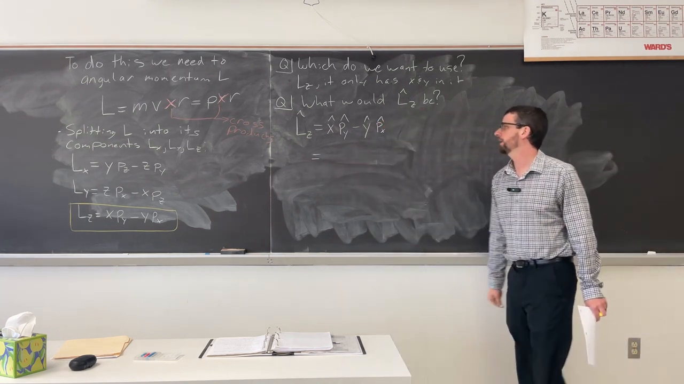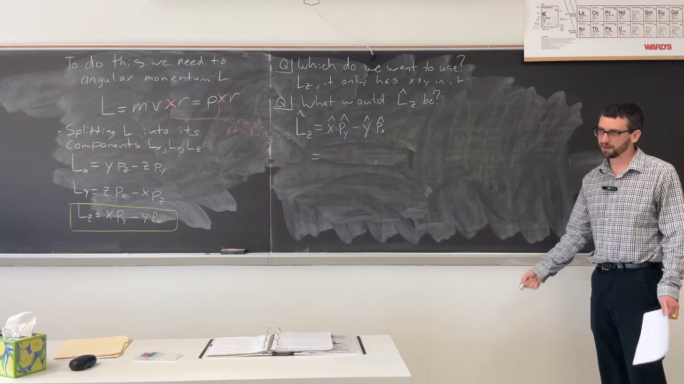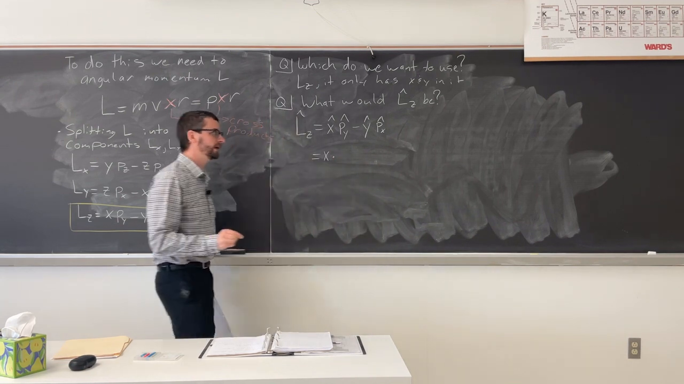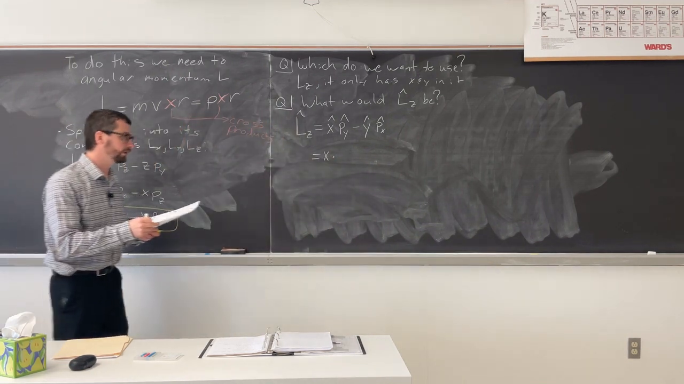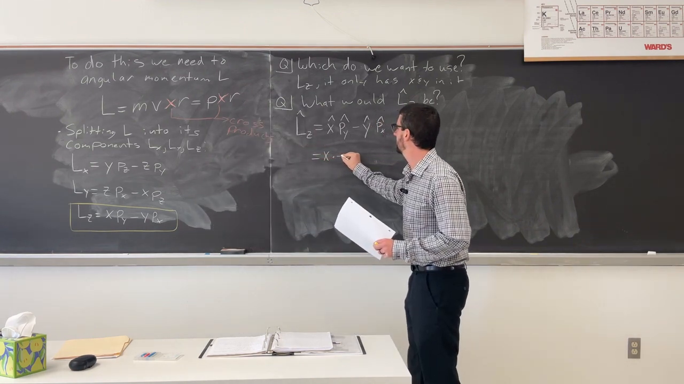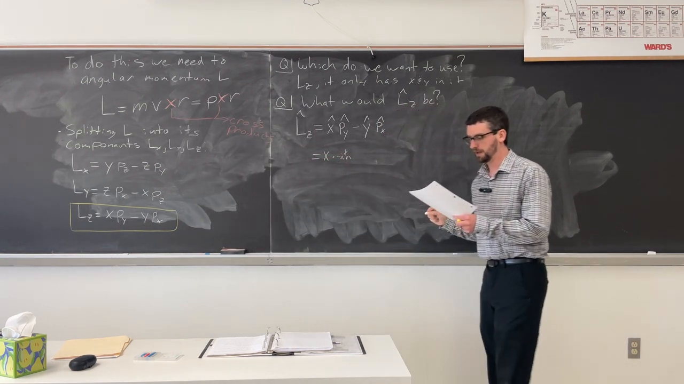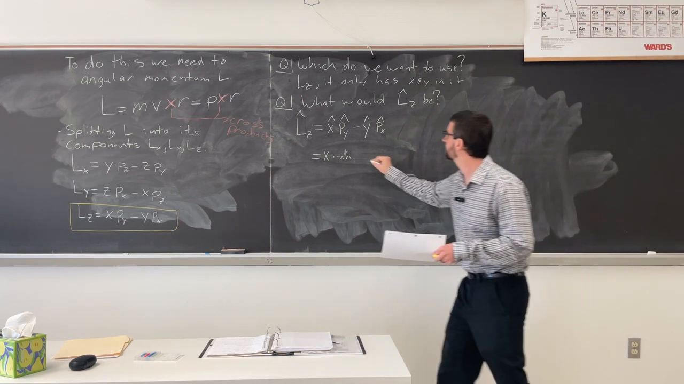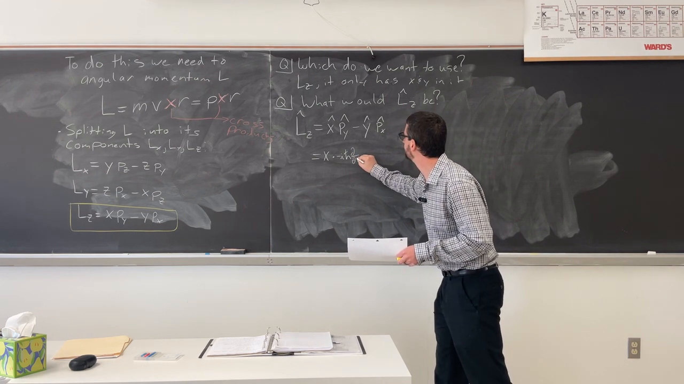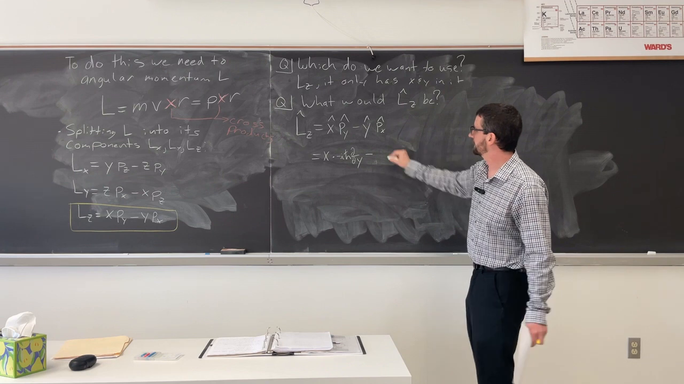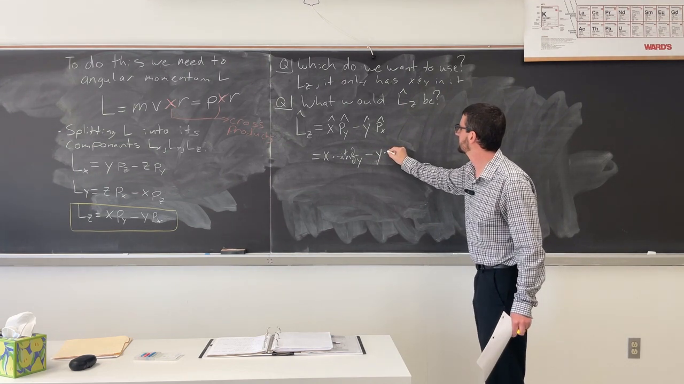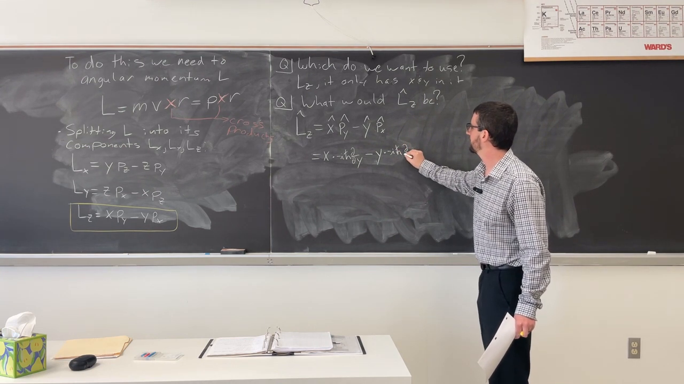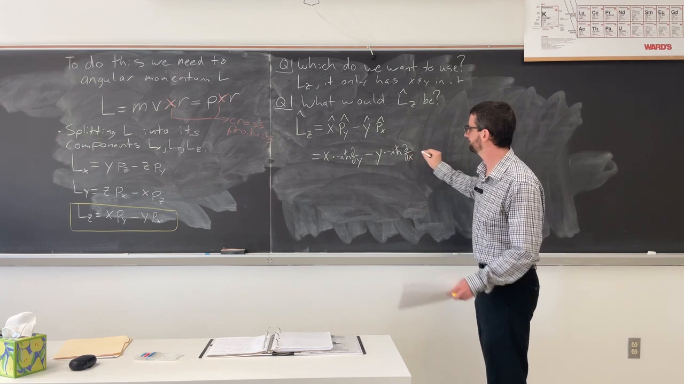The position operator in terms of X, what's that one? Just X, yep. Times the momentum operator. This one might take a little bit of remembering. It's negative i h bar. What other part do we have in there? Yep. With respect to what? Yep. Minus, we get y times negative i h bar. Derivative with respect to what? Yep.